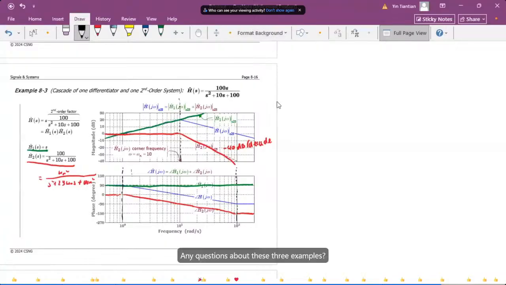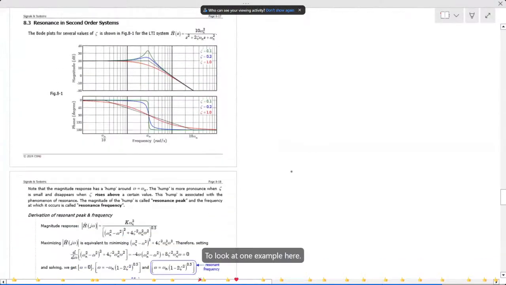Any questions about these 3 examples? No. Okay. So now we can proceed to look at one example here.